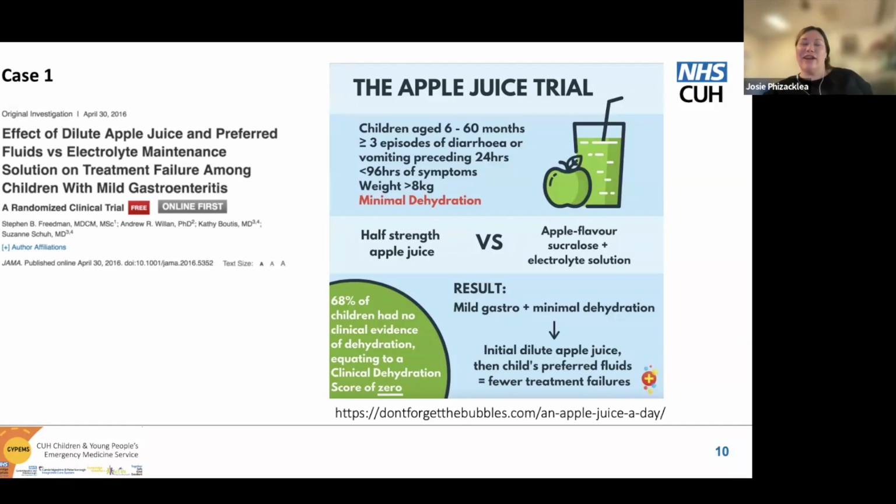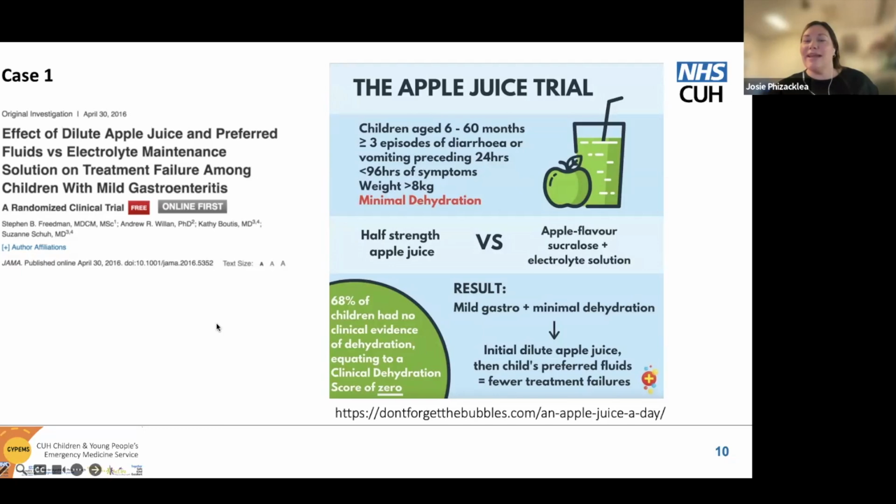So originally Dioralyte was actually developed for children with severe dehydration, with cholera. You don't necessarily need that extent of electrolyte rehydration for these mildly dehydrated children who are coming in after a few days of D and V. They've just referenced the study, and there's a nice Don't Forget the Bubbles summary. I've put the link in here. But basically, this was children who were 6 months to 60 months who'd had more than 3 episodes of diarrhoea or vomiting in the preceding 24 hours, but had been less than 96 hours of total symptoms. So we're not talking the severe end of the dehydration spectrum. Their weight was over 8 kilos, and they had just signs of minimal dehydration.